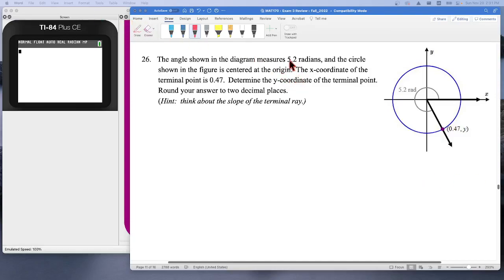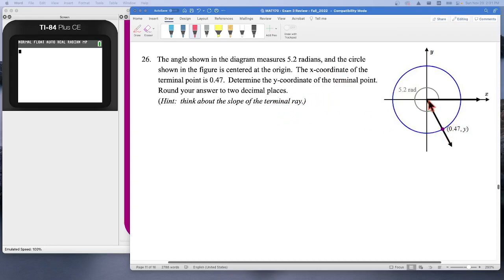We have this diagram for number 26. We're given the radian measure of this angle. And on the circle we're shown, the x-coordinate of the terminal side is 0.47. We were asked to determine the y-coordinate of the terminal point. So we've got to go through two different steps.